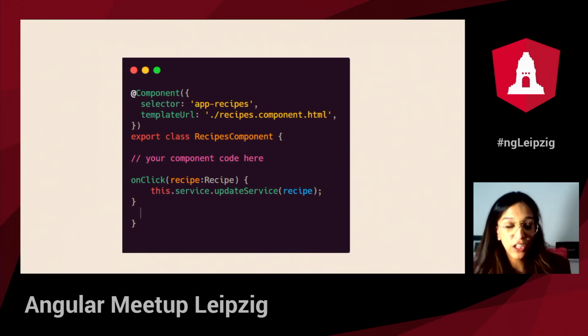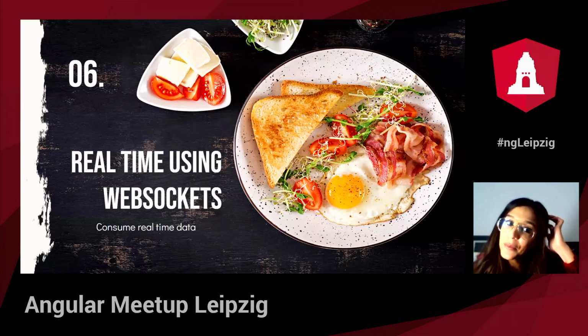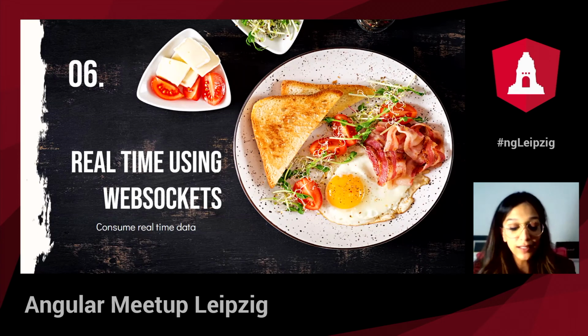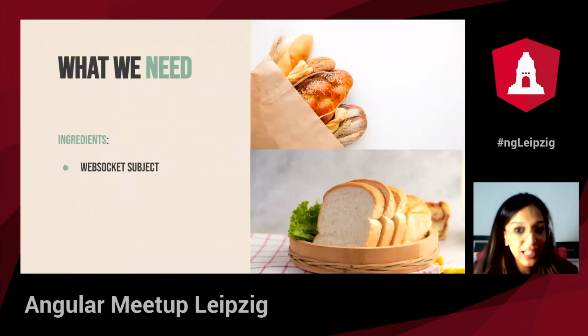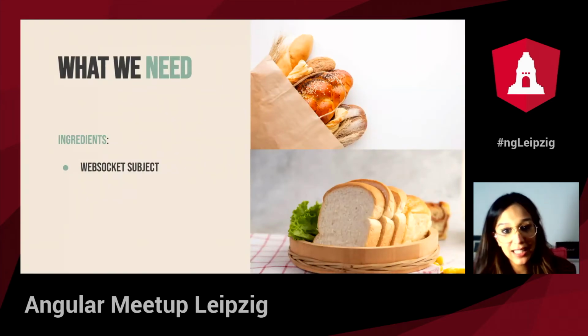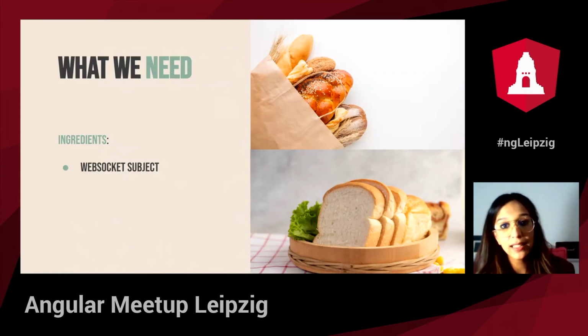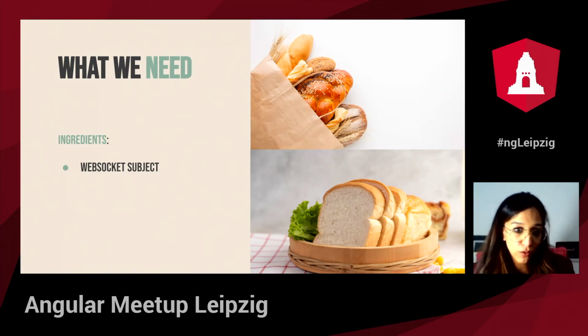Again, the sixth recipe is real-time using WebSockets: how to consume real-time data using WebSockets. Again, you can achieve this using RxJS, and the secret ingredient here is WebSocketSubject. It's a special kind of subject that consumes WebSockets. It's a wrapper around the W3C WebSocket object available in the browser.